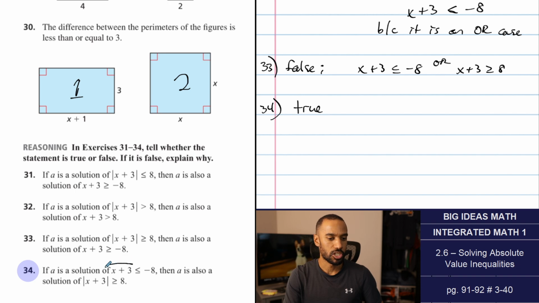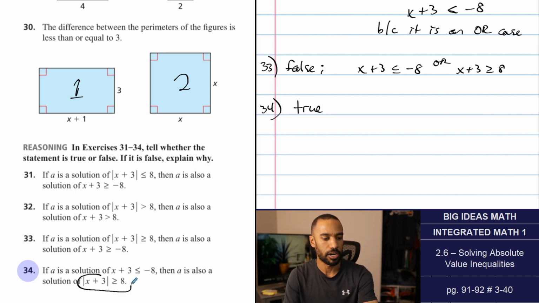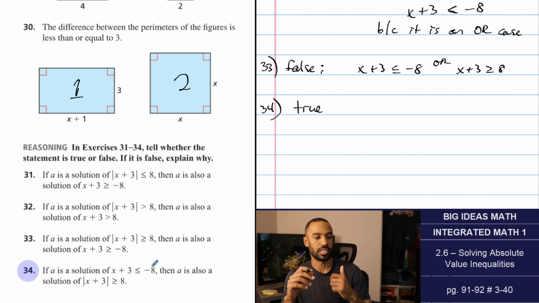So in this case here, anything that's, because this is a part of the OR split, right? So anything that's a solution of this is a part of the bigger set of solutions here, which also has the greater than or equal to 8s. So that one should be true.